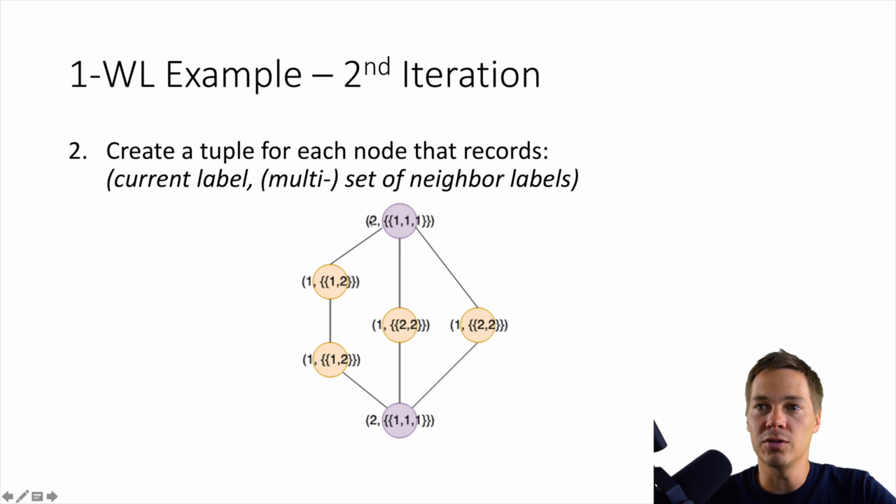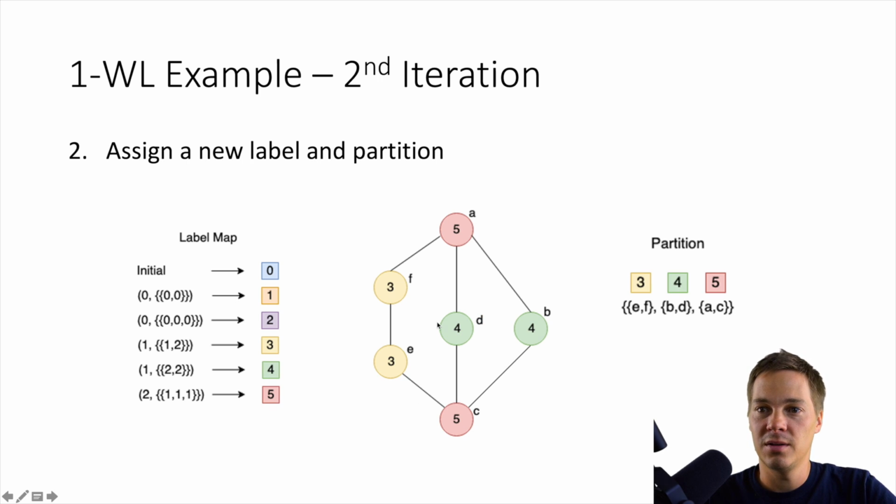The current label for this node is 2, its neighbors are 1, 1, 1, and that's the same for this node here. This node's current label is 1, and its neighbors are 1 and 2, and that's the same here. However, this node is also currently a 1, but its neighbors are 2 and 2. Whereas this node has neighbors 1 and 2, this node has neighbors 2 and 2. That means, since they have different tuples, they will get different colors in this iteration. These 2 nodes now have this yellow color because they have 1 and 2, and this has a different color, which we've now chosen to be green.